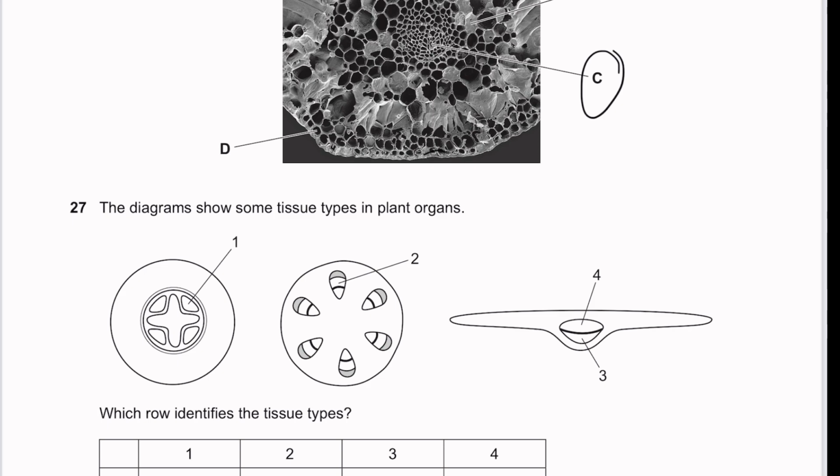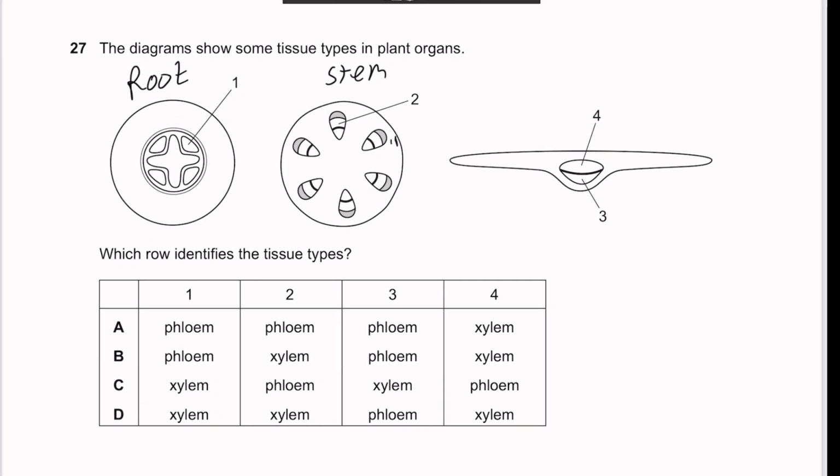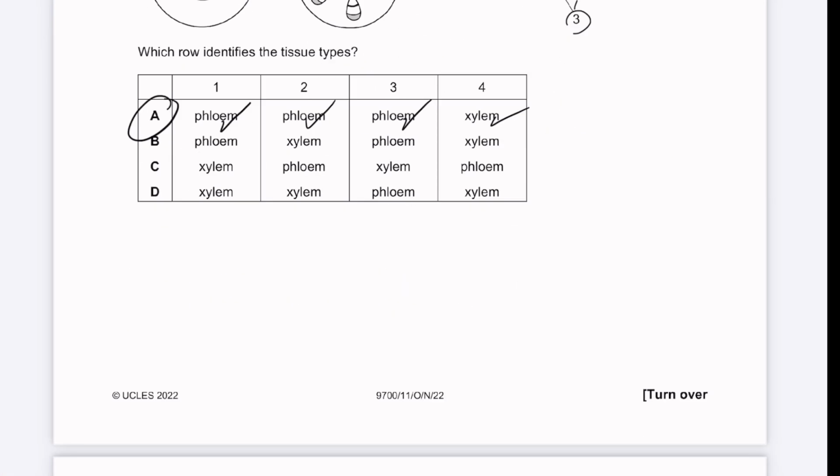So this diagram shows some tissue types in plant organs. Which row identifies the tissue types? So 1 is the phloem, because this is a root, so we can immediately identify these sections as root, stem, because we can see that the vascular bundles are arranged in a ring close to the epidermis, and then the cortex is really narrow over here. However, the cortex here is really thick. Okay, and then here this is going to be a cross section of a leaf, and we can see here that the xylem is number 4 and the phloem is number 3. So 3 is the phloem, 2 is the phloem, 1 is the phloem, and 4 is the xylem. So the answer is A.